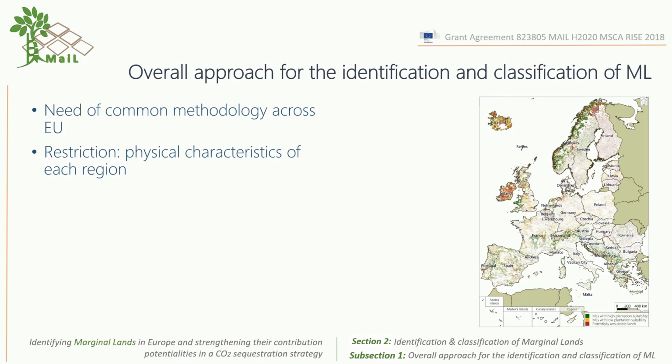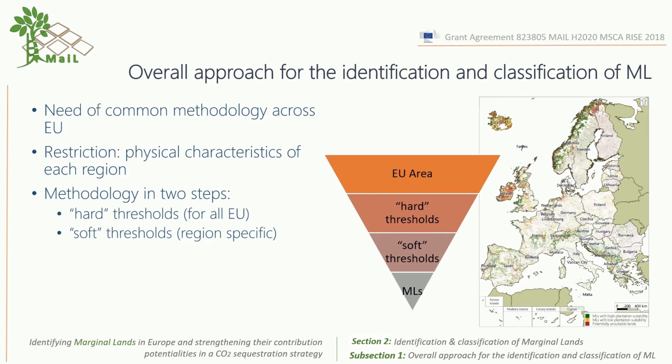However, an important parameter affecting the implementation of this common methodology was the physical characteristics of each area. While the implementation of a specific set of indicators and thresholds would return adequate results when applied to a specific area, for example in South Europe, it would return unacceptable results when applied to another area, for example in Central Europe. Thus, within the MaiL project, the proposed methodology was divided into two main phases: the hard thresholds and constraints phase and the soft constraints phase.